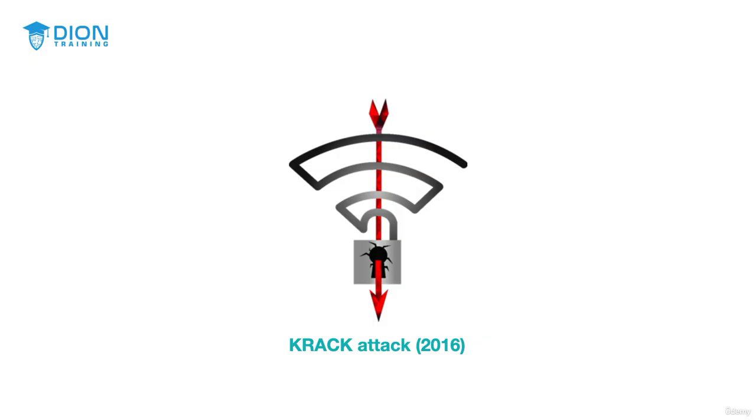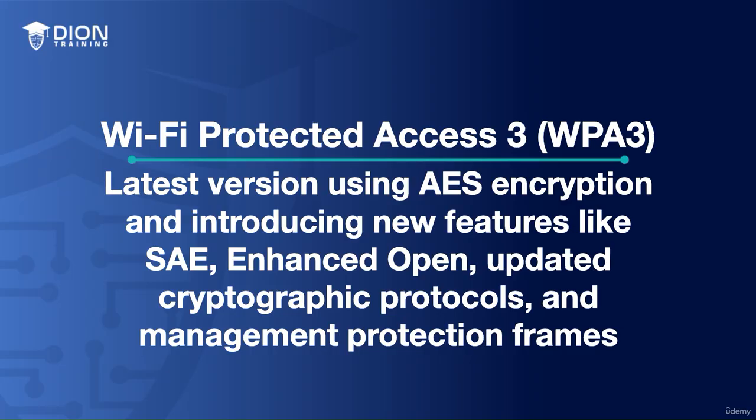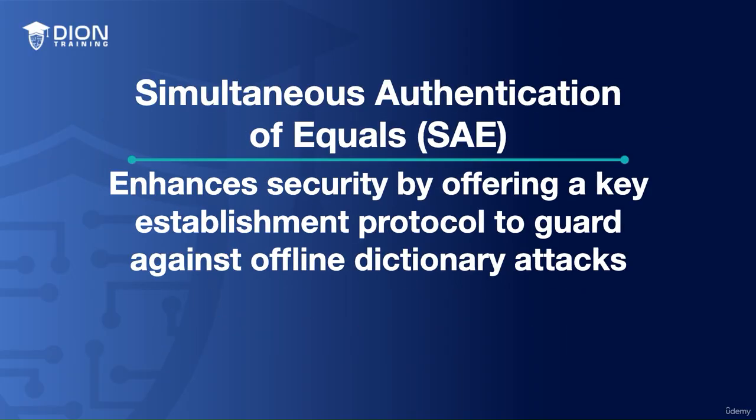And this brings us to our more secure and most modern implementation of wireless security and encryption, known as WPA3. WPA3, or Wi-Fi Protected Access 3, is the latest version, and it continues to use AES for encryption while adding new features, including the Simultaneous Authentication of Equals, Enhanced Open, updated cryptographic protocols, and the use of management protection frames. The Simultaneous Authentication of Equals, or SAE, provides a new key establishment protocol to replace the older pre-shared key method used in WPA2 to provide us with better protection against offline dictionary attacks.